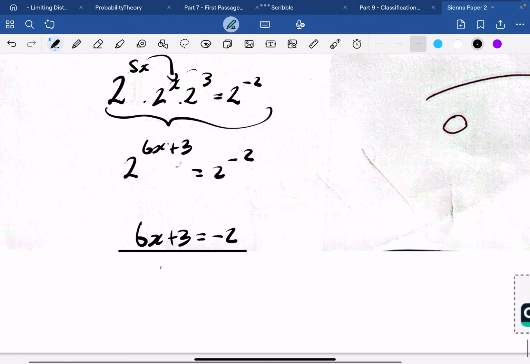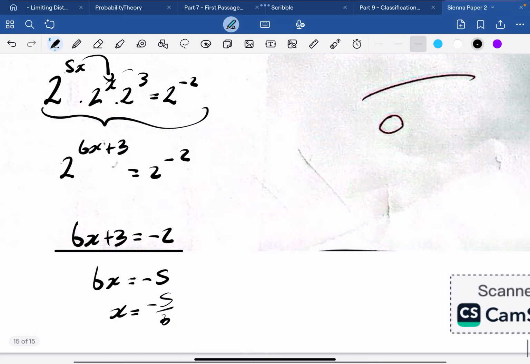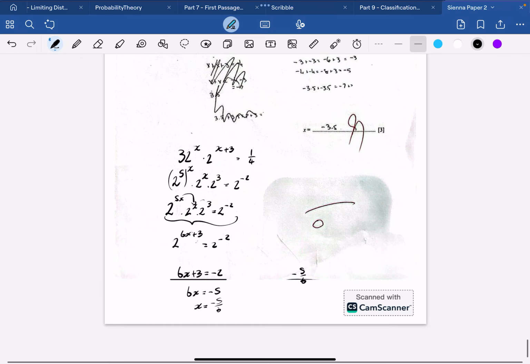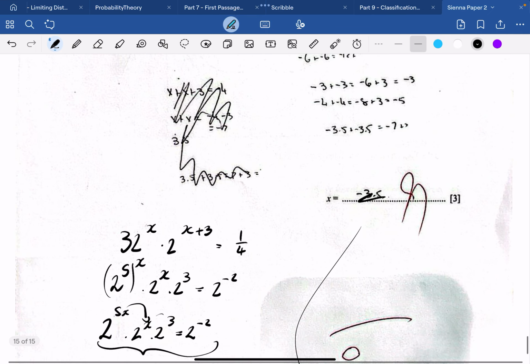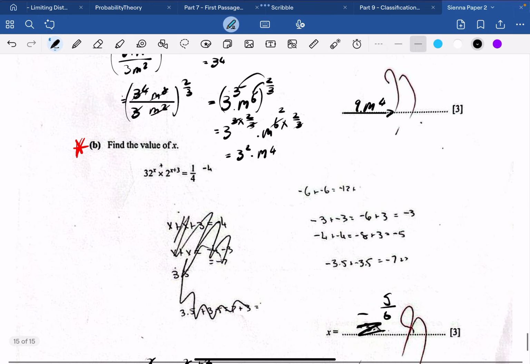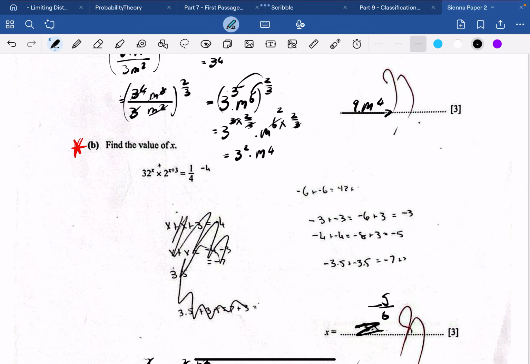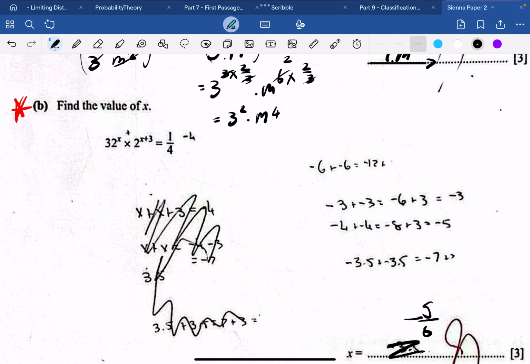Now we solve. 6x is equal to minus 5. x is equal to minus 5 over 6. Oh wait, we're supposed to write it up here. Minus 5/6. And we could test it. Let's put in our calculator. 32 to the power minus 5/6 times 2 to the power minus 5/6 plus 3 is equal to 1/4. I just checked in my calculator. Happy.